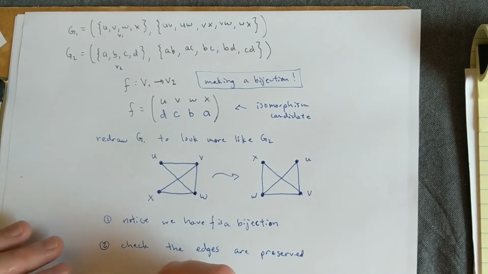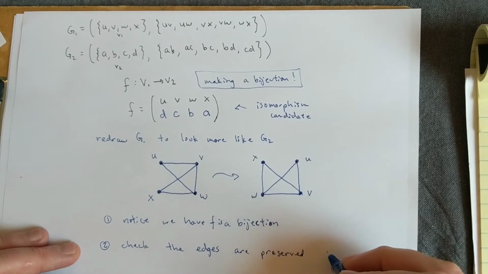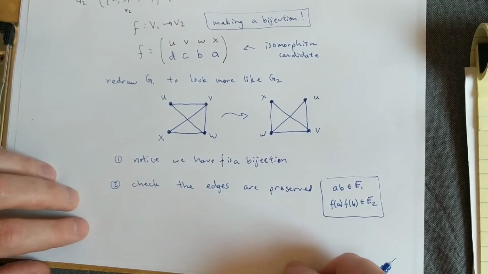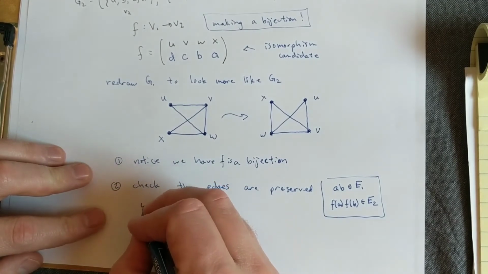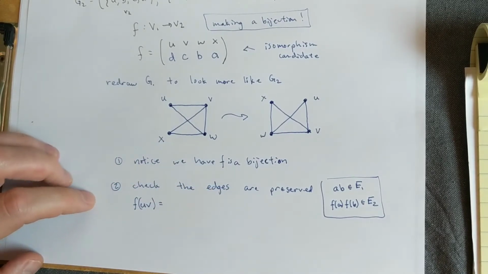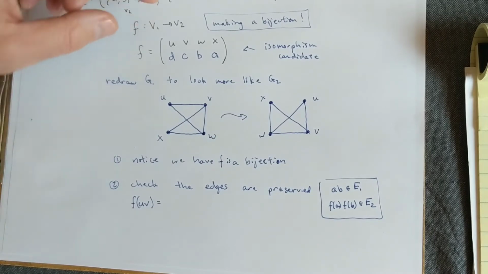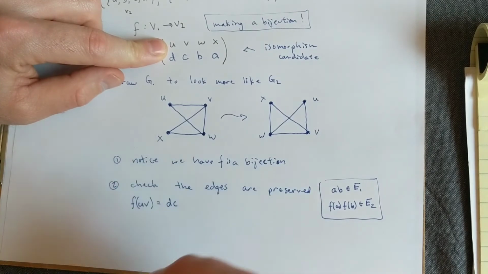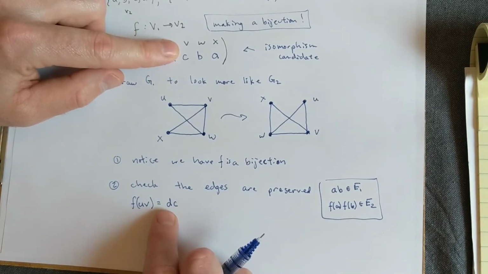And so remember how it was written in the definition. It was something like, if AB is in E1, then F of A, F of B is in E2. Right? So this is what we're checking. So how do we check that? Let's take UV and think about where the edge is going to be sent by F. UV goes to DC, because U goes to D and V goes to C.